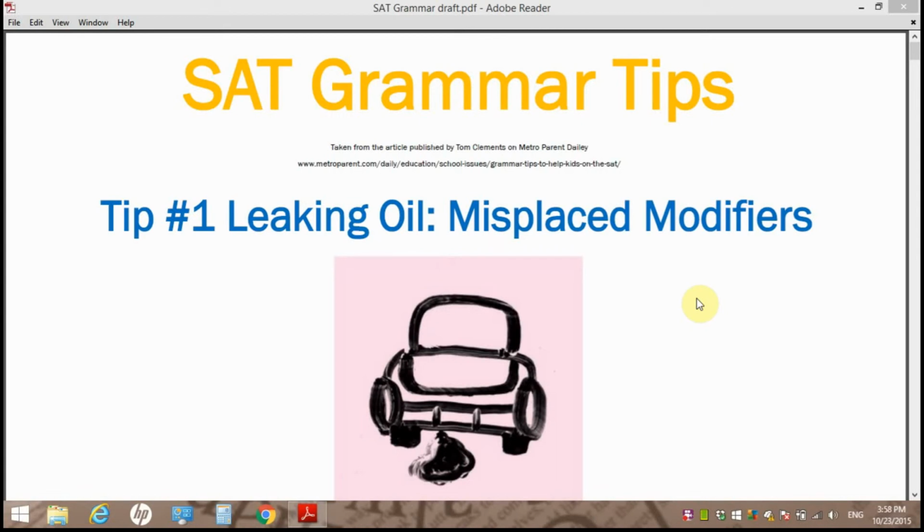Today we are going to look at some of the possible grammatical errors that will show up on the SAT writing section. I've gotten my information from an article written by Tom Clements on Metro Parent Daily, and you'll have two options for this lesson.